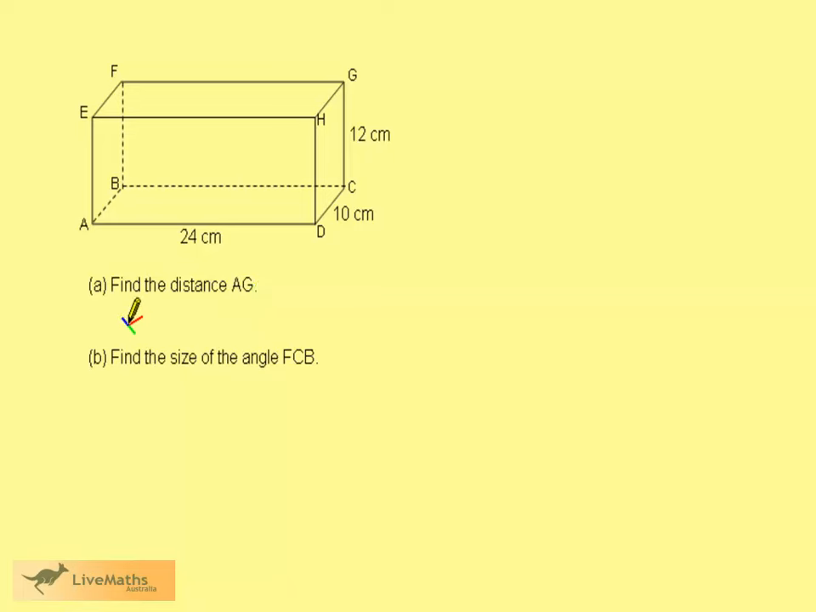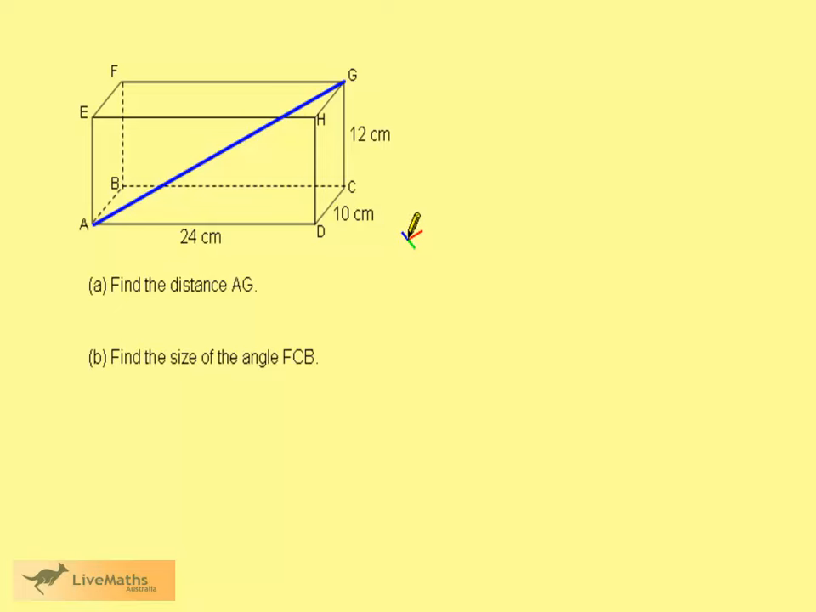The first thing we want to do is find the distance AG that goes from here up to here. If you want a good picture of AG, just look at the room you're sitting in. If you attach a piece of string to one bottom corner and stretch the string across the room diagonally to the opposite top corner, then that's AG.